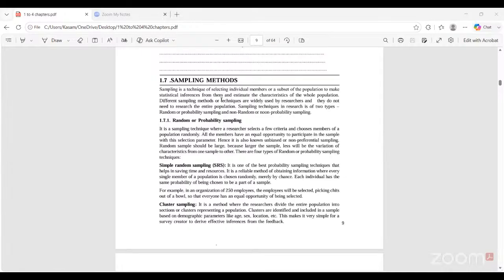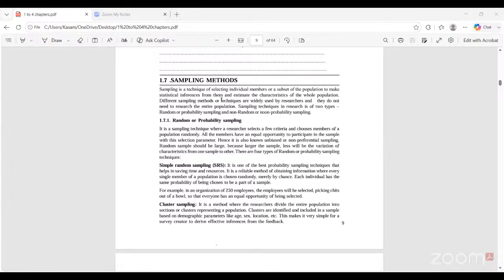For example, in simple random sampling, an organization has 250 employees. The employees will be selected by picking chits out of a bowl so that everyone has an equal opportunity of being selected. With 250 or 500 members we can do this, but with a lot of members we did not do that in simple random sampling.